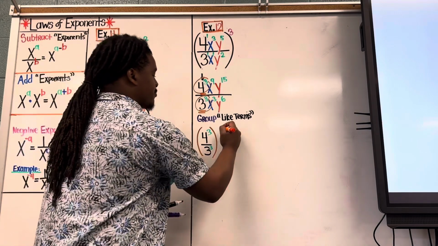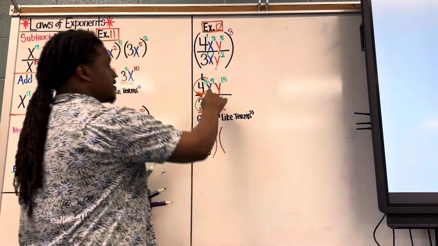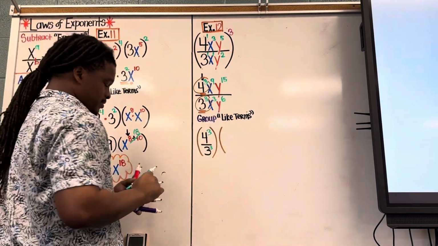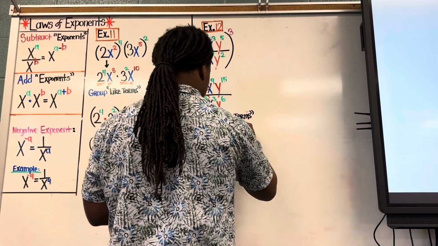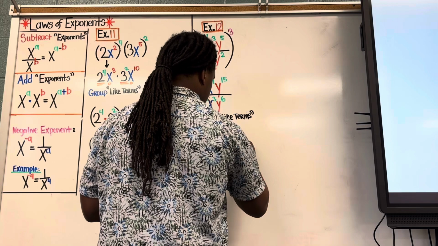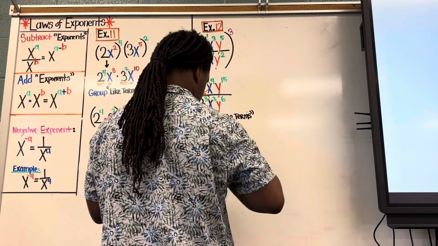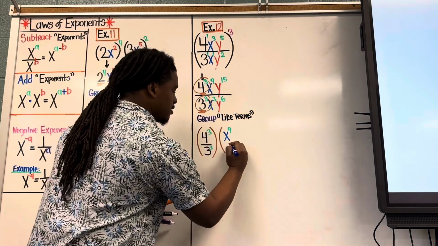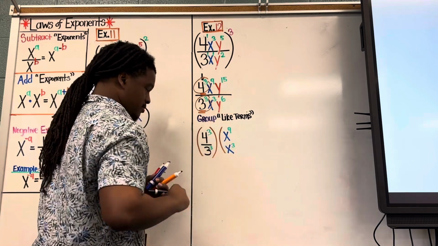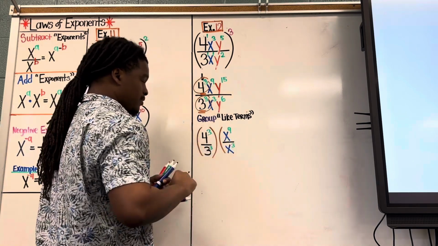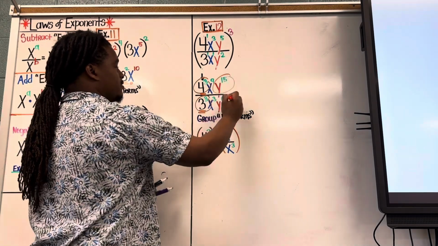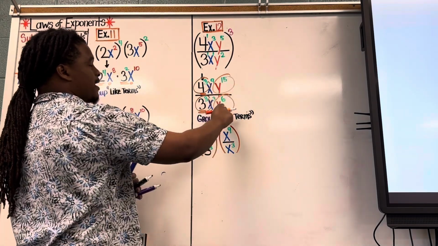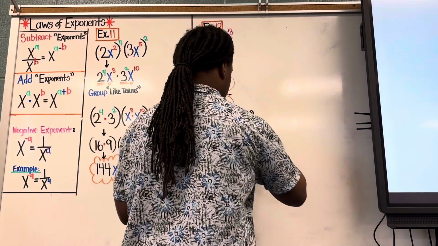The next parentheses is going to be the x's. At the top, we're going to have x to the ninth power over x to the third power. We're going to close that one. And then the last grouping is going to be the y's. I have y to the 15th power over y to the 6th power.